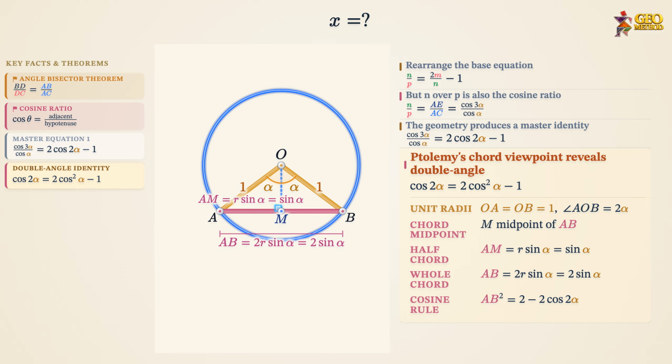The cosine rule describes that same whole chord by AB squared equals 2 minus 2 cosine 2 alpha. Equating the two descriptions gives cosine 2 alpha equals 1 minus 2 sine squared alpha. Hence, 2 cosine squared alpha minus 1. Much later, Pitiscus recorded explicit double angle and triple angle formulas in Renaissance trigonometry. The idea itself grew from this older chord tradition.